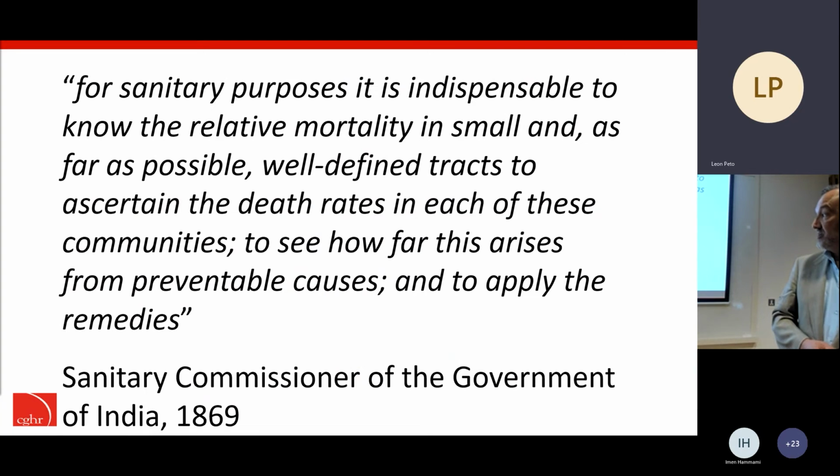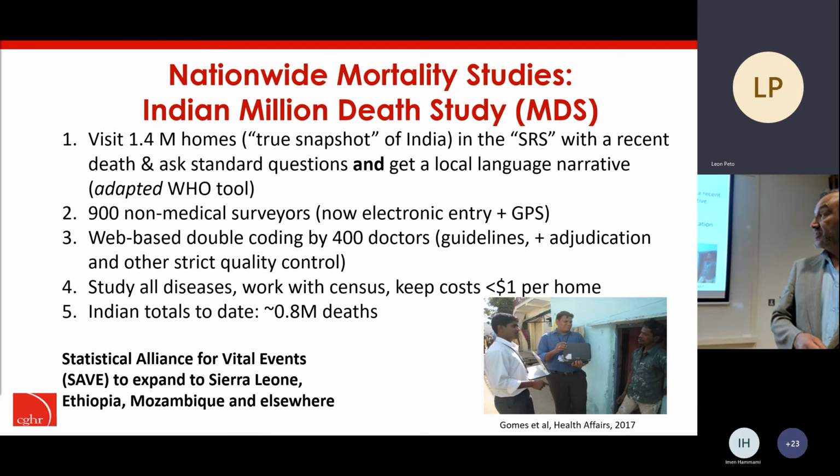So one solution is one proposed well over 140 years ago by the sanitary commissioner from the government of India, who, working with peers around the world, proposed this idea that for sanitary purposes, it is indispensable to know the relative mortality in small areas to ascertain the death rates and to see how far they arise from preventable causes and to apply the remedies. That effectively is the design of the Indian Million Death Study.